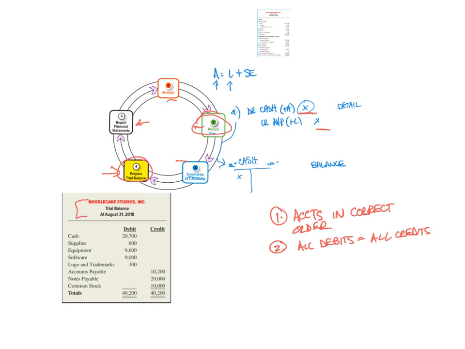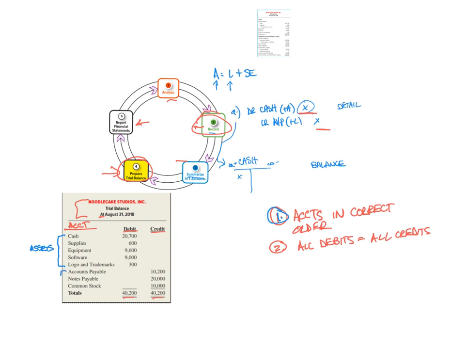Notice we have the header right here. It's at a specified date. Notice we then have 3 columns. We have the account title, we have debit, and we have credit. And notice that the debit and credit totals match. As it relates to goal number 1 of the trial balance, notice the order in which the accounts are listed on the trial balance. First, we start with cash, and we have supplies, equipment, software, logo, trademarks. Right here, this represents total assets, right? All of those are labeled or defined as an asset.